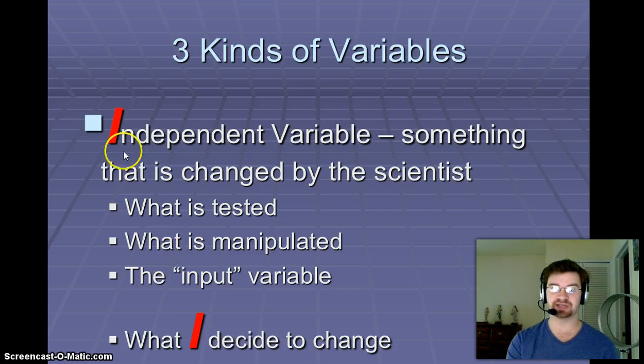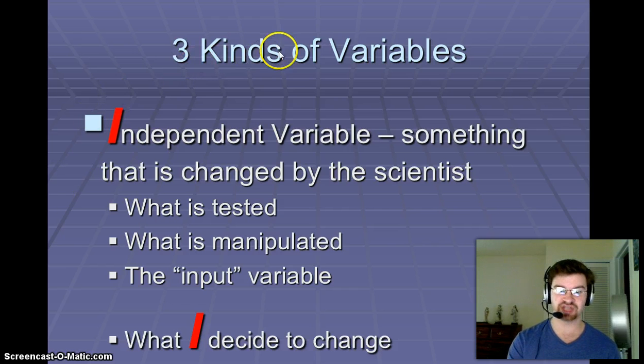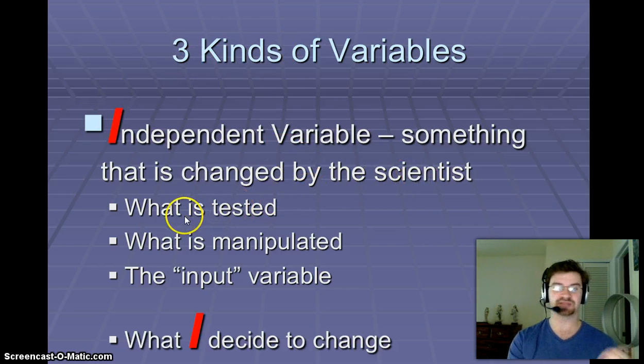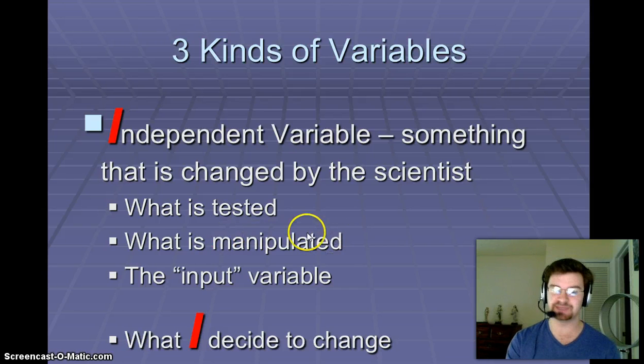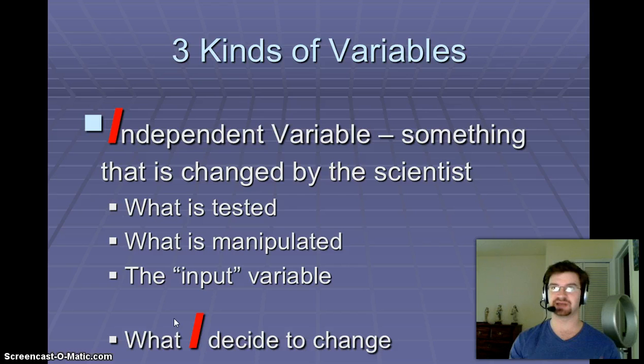Please note that I used an I right here, and the I is going to be down here as well. Those are very important. It's a way to help us remember. The independent variable is something that is changed by the scientist. It's what is being tested. It's what is being manipulated. It's the input variable. But more importantly, a definition that can help you remember is it's what I decide to change. Independent, see what I did there? Independent is what I change in an experiment.